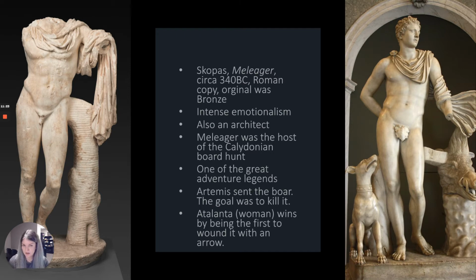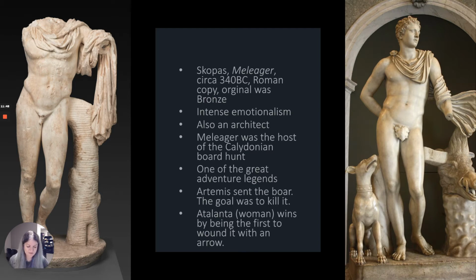Or she doesn't kill it, I'm sorry. She's the first to wound it. She's the first to draw blood, and so she wins, like, there's some kind of prize for first to draw blood and the person to kill it and all that. So it's kind of a neat story in that a woman does something other than be kidnapped in it, which is a lot of the Greek stories. So she's kind of this great hunter, so it's kind of a neat sort of feminist story, I guess.